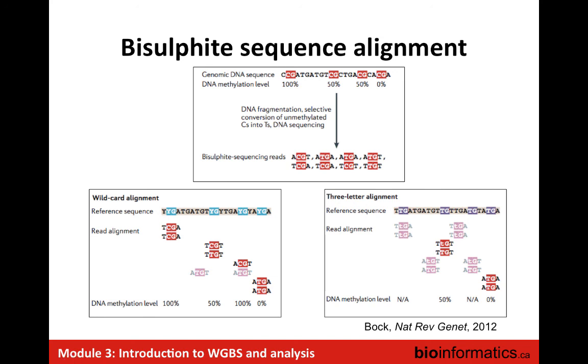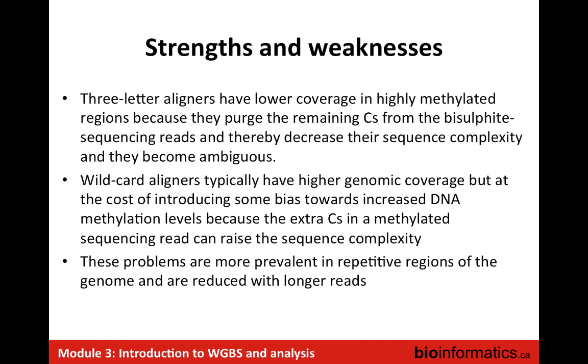So you're not sure whether the reads are mapping here. Because it's only a three-letter alphabet, they can map in many places. So there are more regions that end up not being covered because of that ambiguity. So those are the two main types of aligners, and hopefully that makes a bit more sense in terms of what it is.